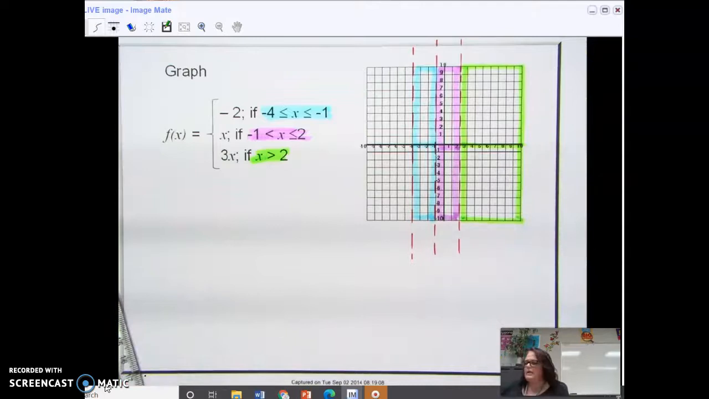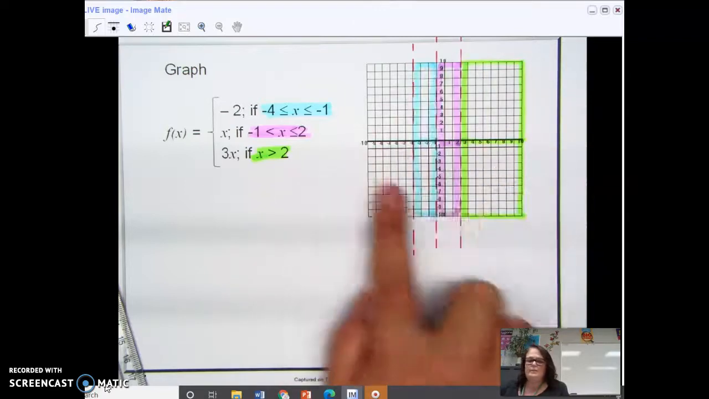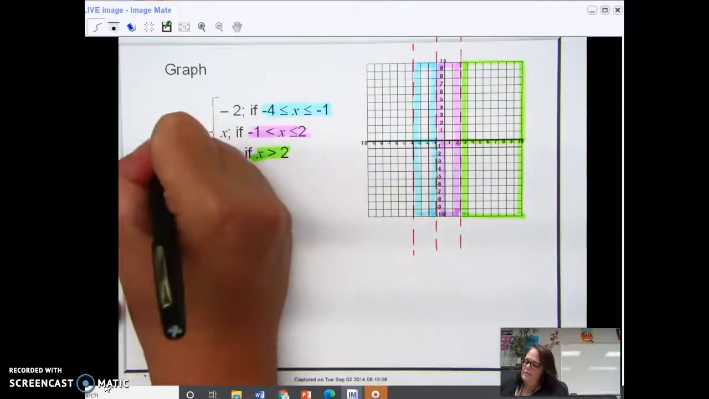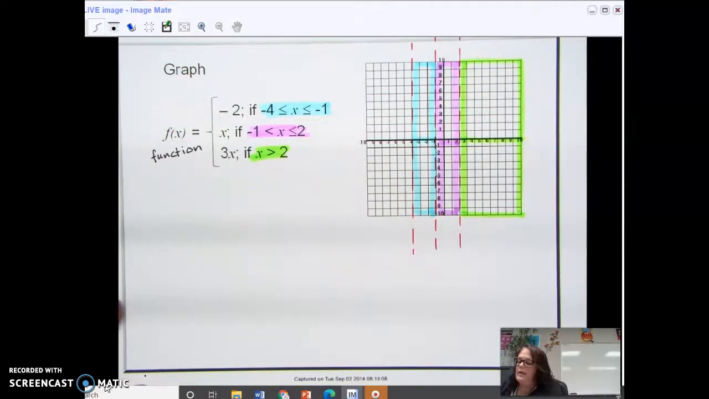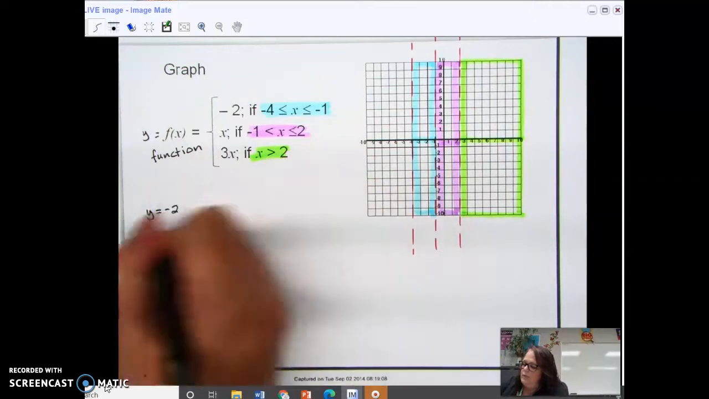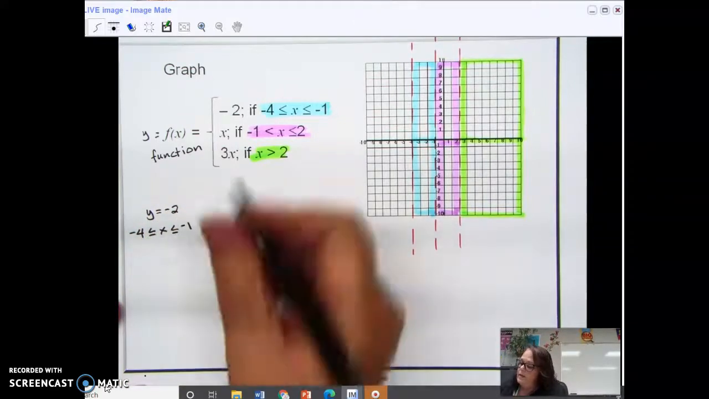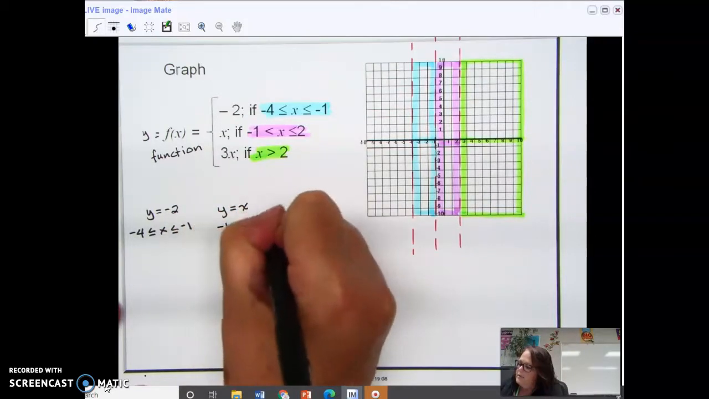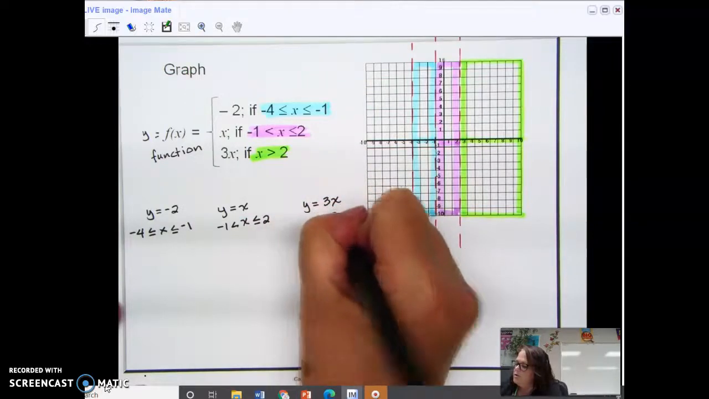And so what I want you to recognize is the graph is not defined for anything that's less than -4. So the only parts of the graph we're going to see is where this blue, purple, and green are. All right, so remember that f of x stands for the function in terms of x. It should be a function, and it also stands for just y. So I've got y is equal to -2 as long as -4 is less than or equal to x is less than or equal to -1. I've got y is equal to x as long as -1 is less than x is less than or equal to 2. And then I have y is equal to 3x as long as x is greater than 2.